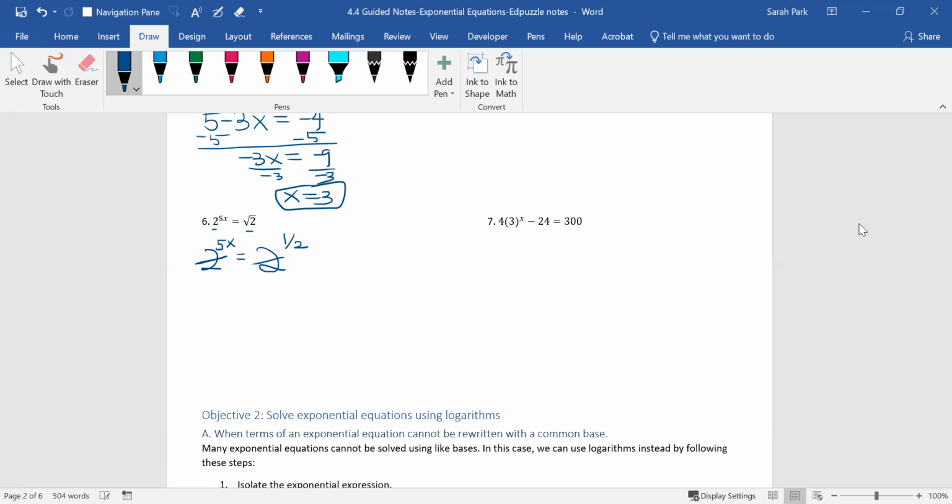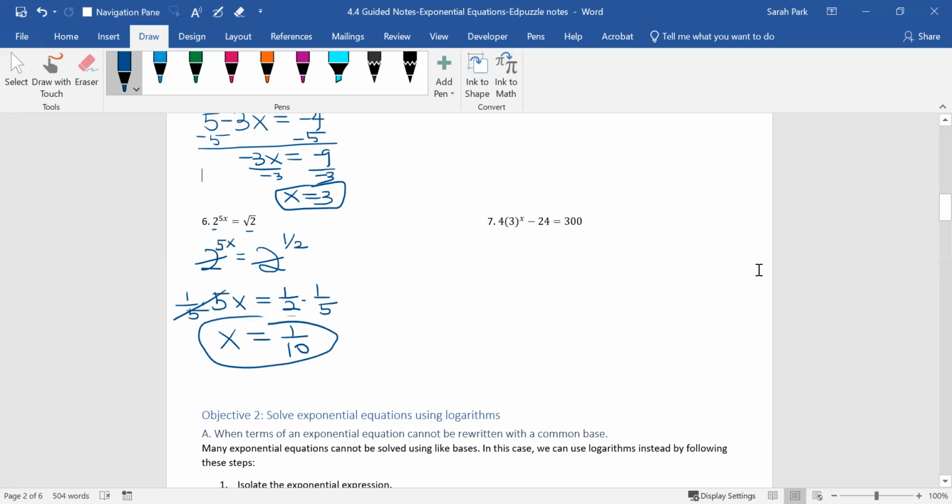So then, because it's the same base, we set the 5x equal to 1/2. And here, either we could divide both sides by 5, or because the right-hand side is a fraction, we're going to multiply that side by 1 over 5. And then we have x is equal to 1 over 10.